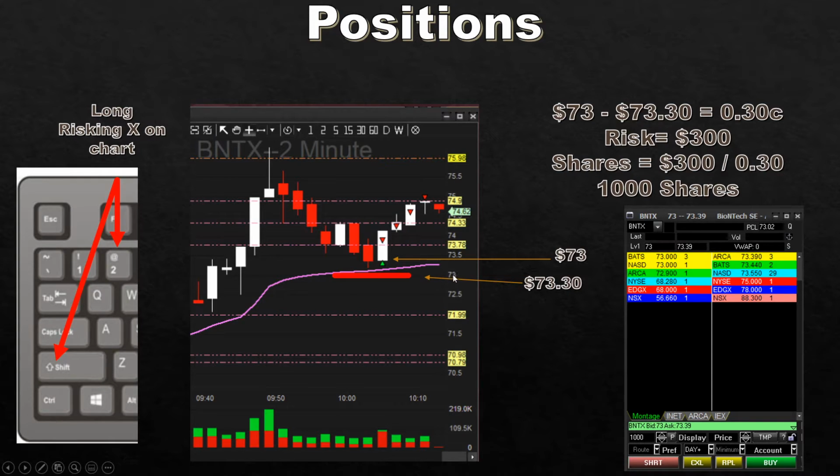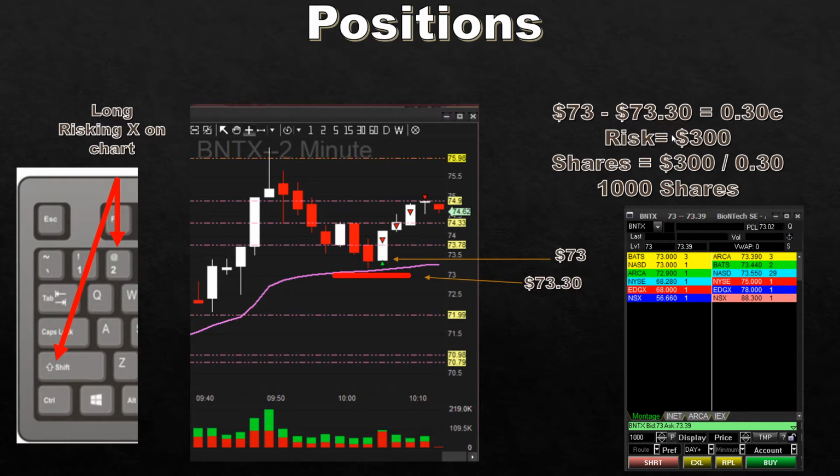So I have a 73 round number right here. So shift 2, I double clicked right here on the 73, and then I hit shift 2. What it did, it calculates my share size based on the difference between my clicked price and the price that's trading at. So if the stock is trading at 73.30 right here before entering the stock, and my stop loss is at 73, so 73.30 minus 73, it's 30 cents.